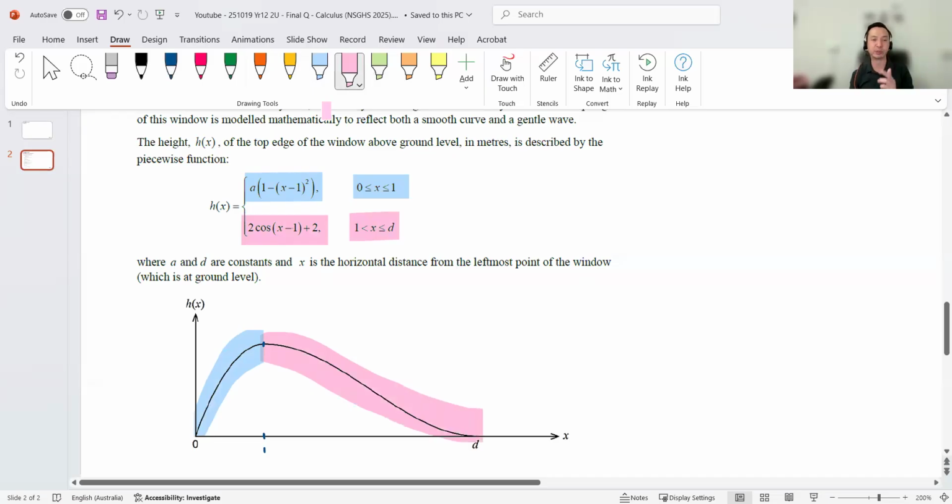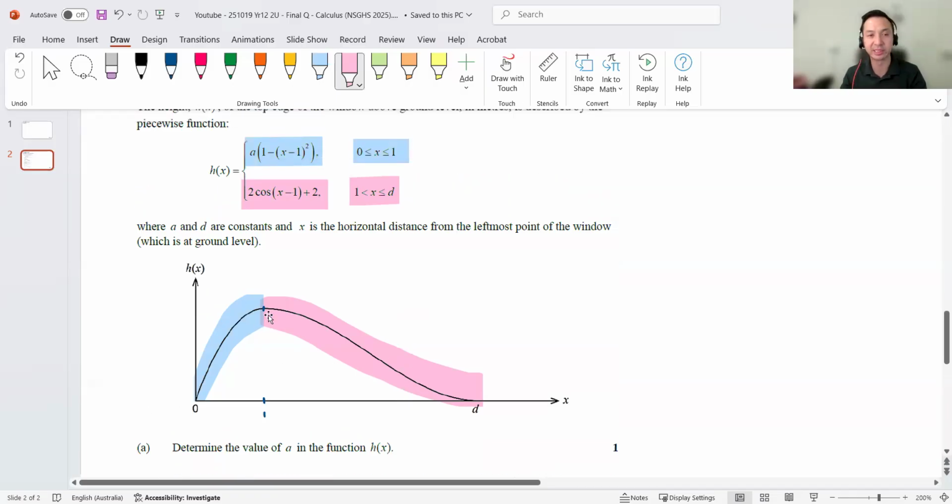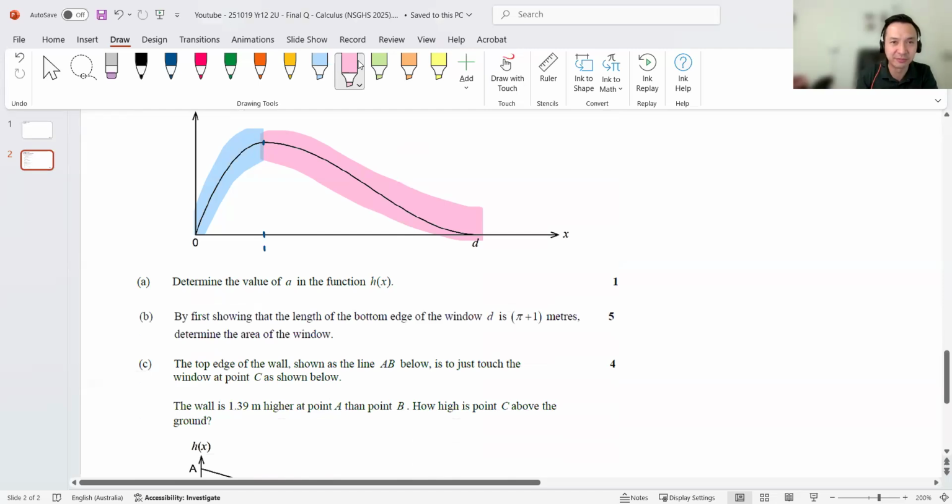It comprises two parts, and what's really important is that it's continuous. I'm assuming that's what would define A. Because it's continuous, I basically set the y values at the connection point to be equal. All right, let's have a look. 10 marks, hefty. So, determine A. That's pretty straightforward, I would think.